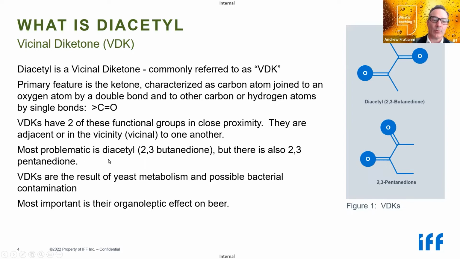Why is this so important? Well, VDK or diacetyl is part of yeast metabolism. It's a normal part of metabolism, but it can be a flavor defect. But diacetyl can also be produced from bacterial contamination. And the main effect on beer is the organoleptic or sensory effect. So that's what makes it important for us.